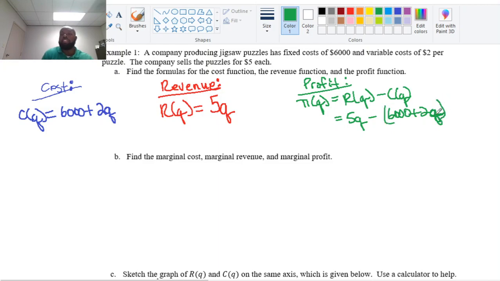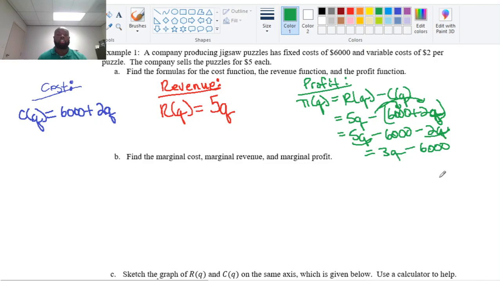I'm going to put it in parentheses because I have to subtract both of those terms. So I distribute the negative there and there. So that's minus 2Q. And so what I get here, 5Q minus 2Q is 3Q, minus 6,000. And that is my profit function.